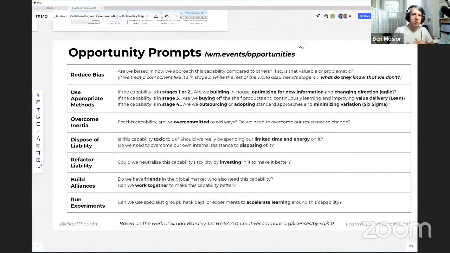And so what I'm doing is going through the map component by component and asking it questions from these opportunity prompts. Does that make sense? It's almost like a meditative practice where you're resting your attention on each part of the map, going through the prompts: is there anything here? And if there is, I'm going to write on the map, oh, there's an opportunity to reduce bias here.